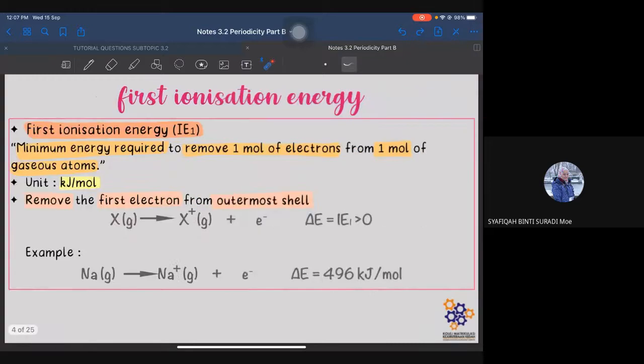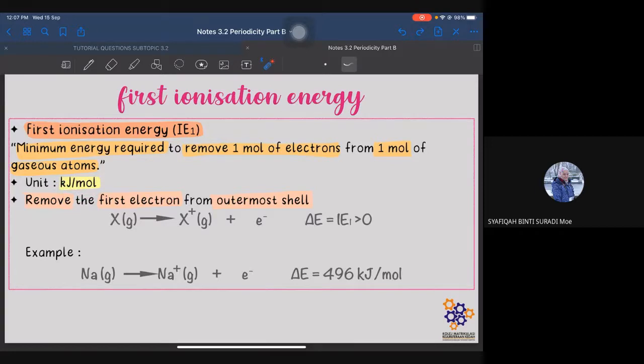Okay. So kita recap sikit lah apa maksud first ionization energy. So nama pun first, okay. So maksudnya IE yang pertama lah. Okay, it is a minimum energy required to remove 1 mole of electrons from 1 mole of gases atoms. Okay, and then unit dia adalah kilojoule per mole.